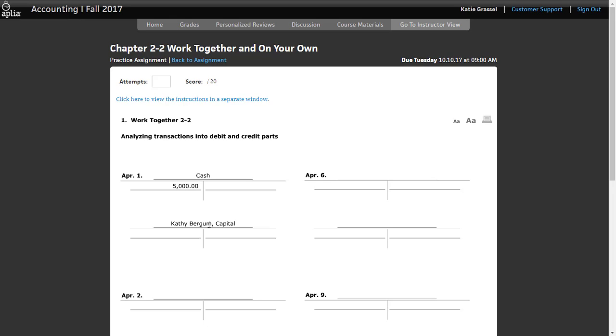If I know the first one is debited, what does the second one have to be? Credit. I can't have two debits. So I'm going to start with one of my accounts. So if you figure out the first one, cash, then the second one, Kathy Burgum Capital, falls into place.